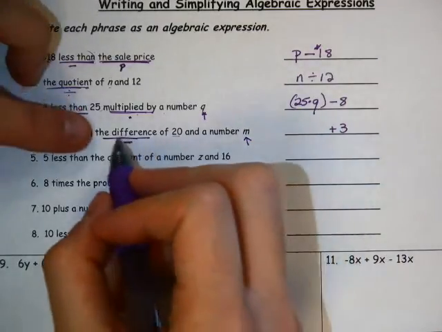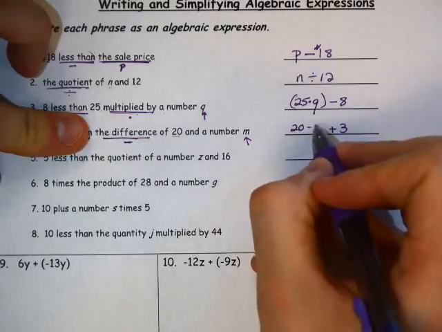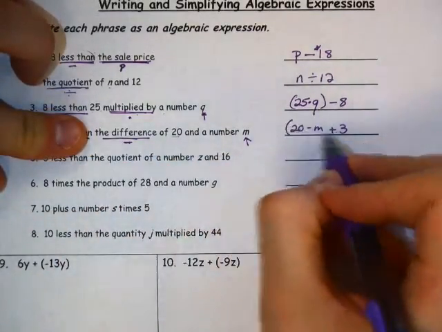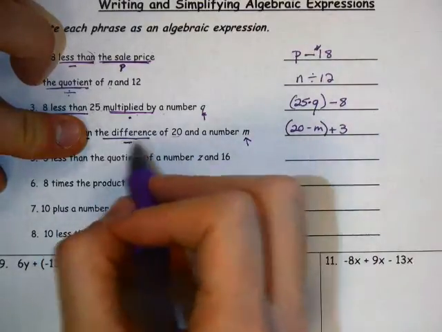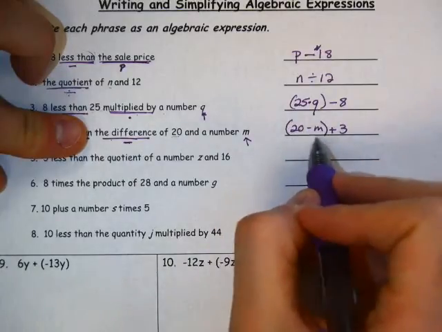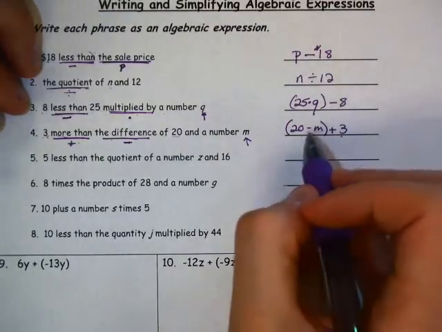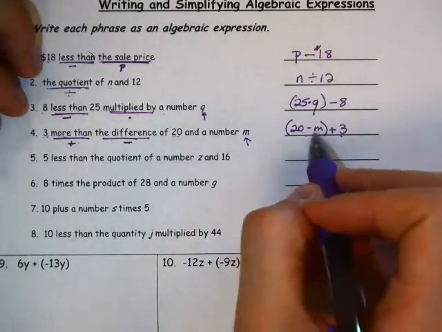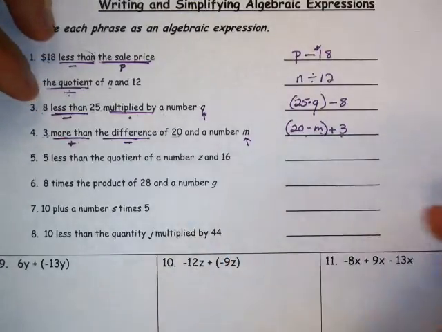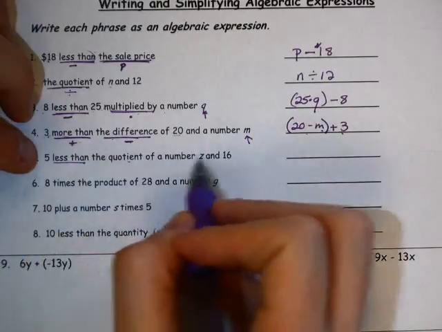All right, the difference of 20 and a number m. So 20 and a number m, we're going to write it in that order. Notice how I covered this up so we wouldn't get confused. And what comes first? Well, the difference of 20 and the number m. We have to take the difference of 20 and m. Order of operations will still prevail. This subtraction would come before this addition anyway, but the parentheses could help.